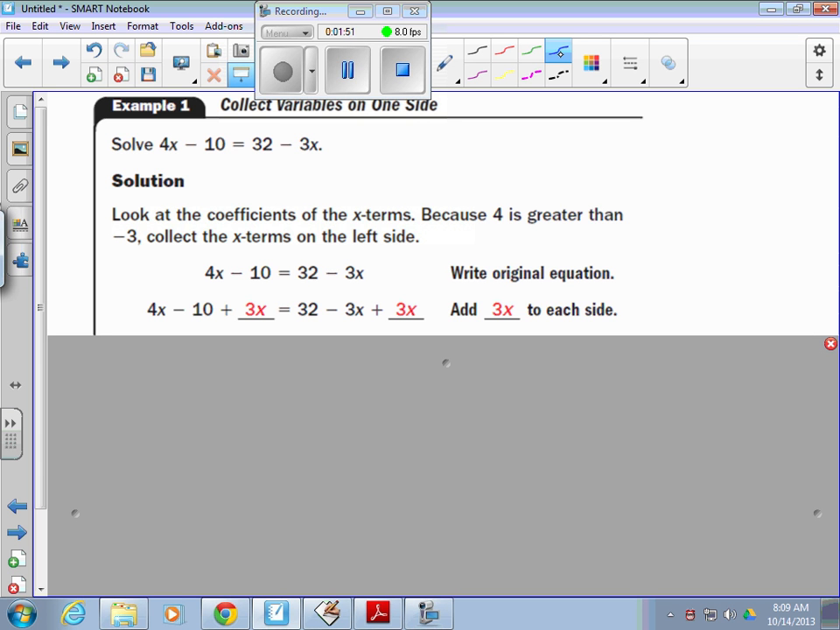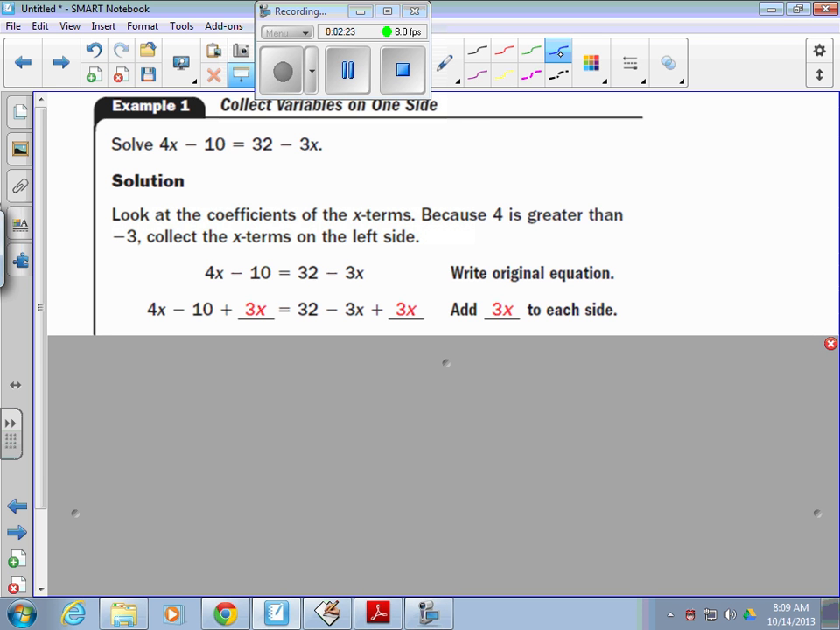Example number 1, and I know on the worksheets that I handed out, there were some negatives and minuses and stuff missing, so you're going to need to fill some of these out. It says solve 4x minus 10 equals 32 minus 3x. Look at the coefficients of the x terms. On the left side, it's 4. On the right side, it's negative 3. 4 is greater than negative 3, so bring all of your x's to the left side. Some people like to bring all of their x's to the left side anyways, but that's not necessary. Usually it's easier to keep them positive, if you will.